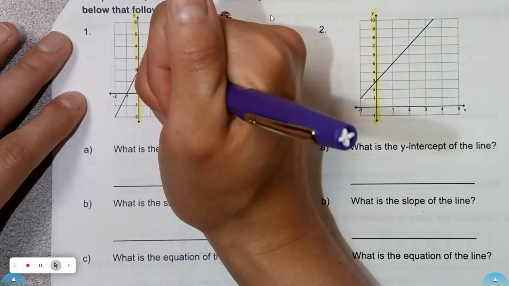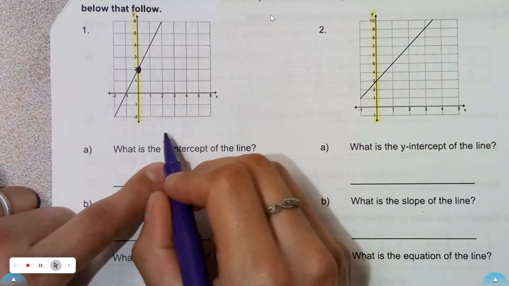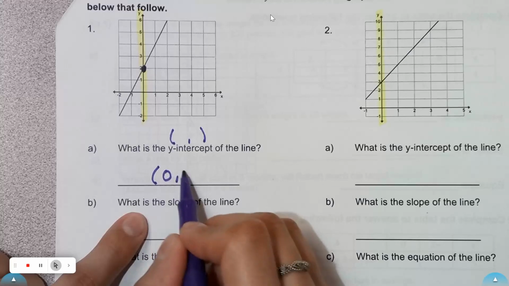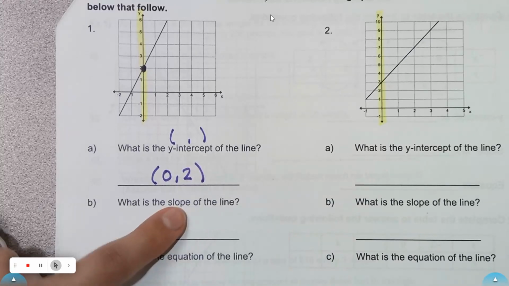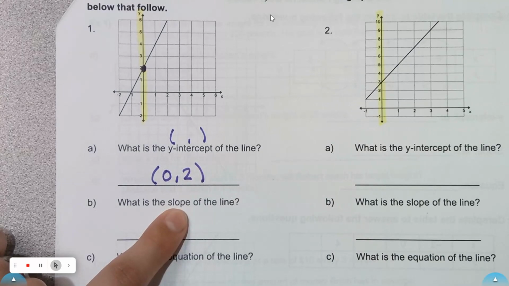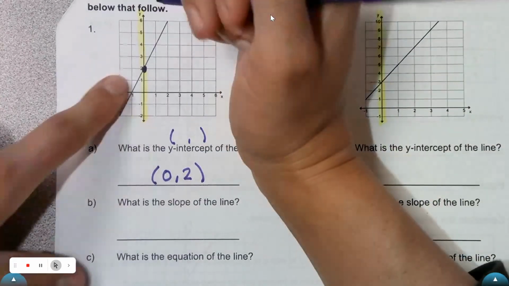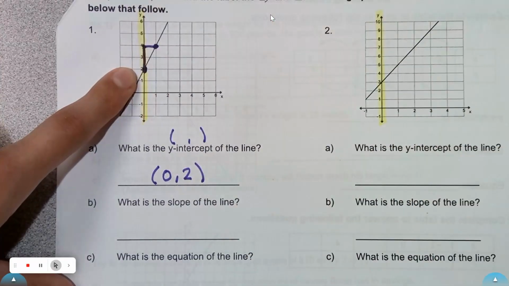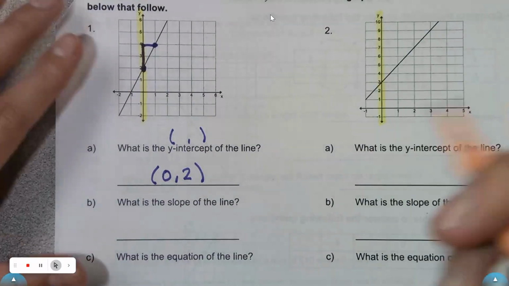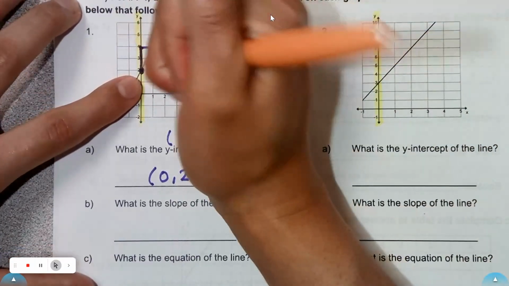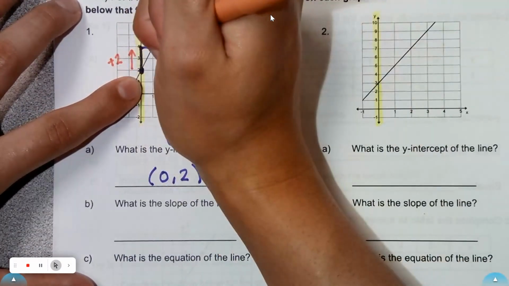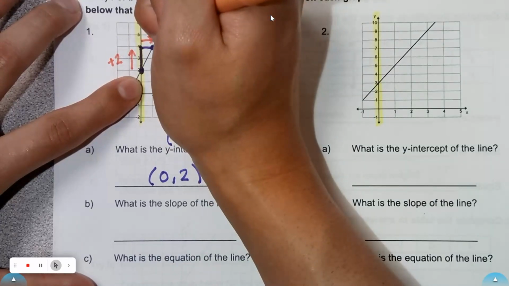That point is at 0, 2. So when I say my y-intercept, remember y-intercept is written as a point. So my y-intercept is at 0, 2. To calculate my slope, I need to pick 2 points, just like I did on the previous page. So there's already a point, I'm going to pick this one. Then I draw my triangle. Then I'm going to count how many up I go or down, and then how many left or right I go. So if I start down here, I'm going to go up 2, so that's plus 2. And I'm going to go to the right, and that's plus 1.